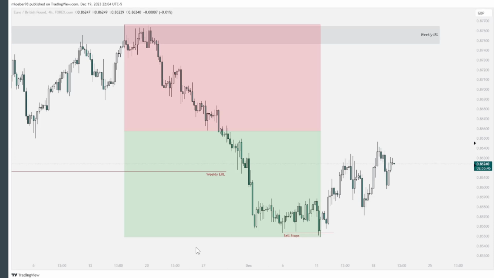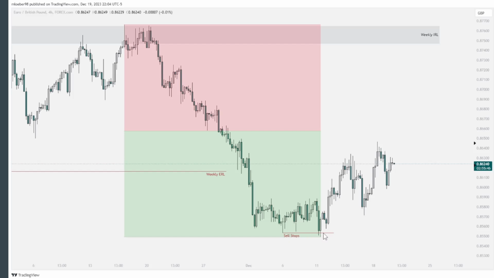So now that we identified our weekly key level and our external range liquidity pool, we drop down to our 4-hour chart to identify a 4-hour market maker buy model. So we have our weekly dealing range from this swing high to this swing low, and I have only this annotation labeling the low, showing sell stop run.